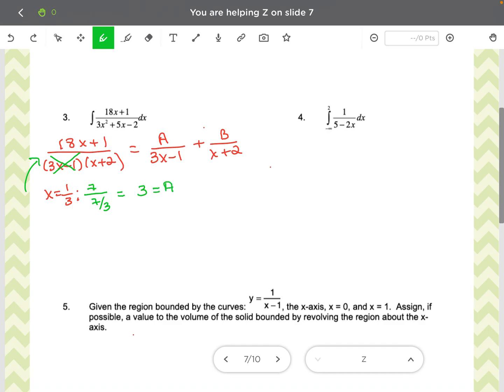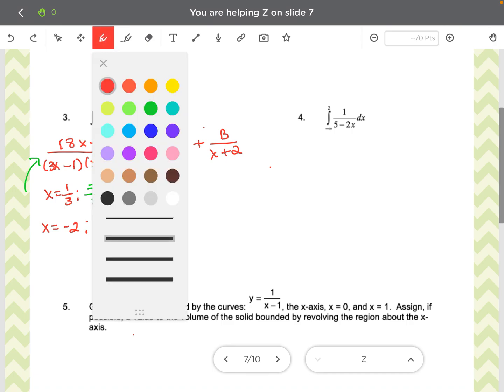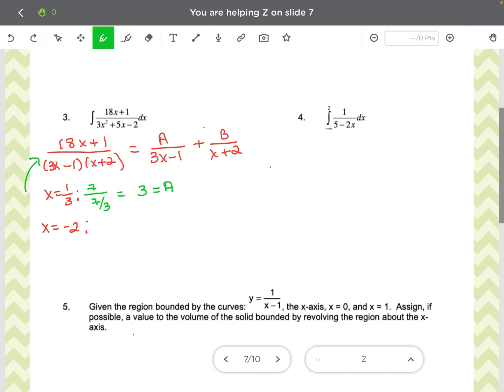We're going to do the same thing for B. Let me rewrite this here. So my 0 for B would be -2. And I'm going to go ahead and plug that in to the original fraction, but I need to cover this up because if I plug it in there, it'll be 0 on the bottom. And if I plug in -2, I will get -35 on the top.